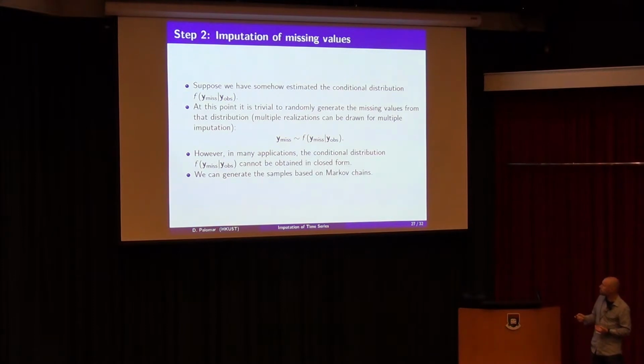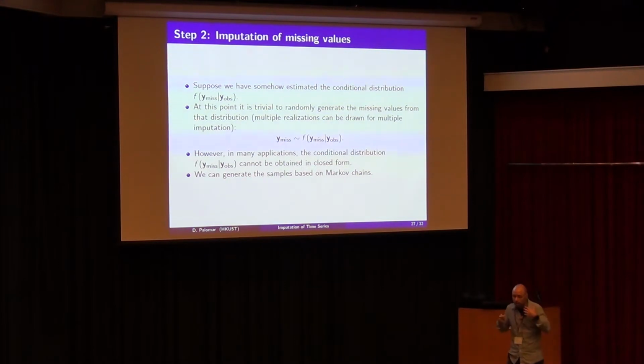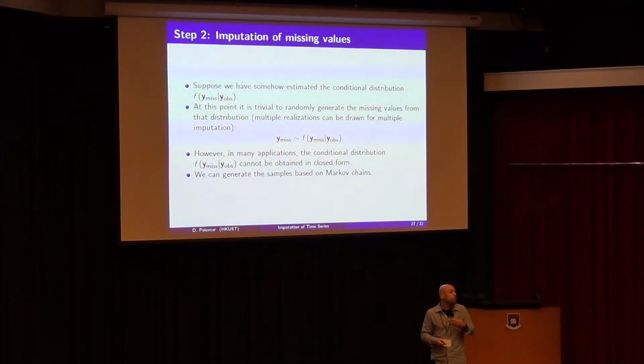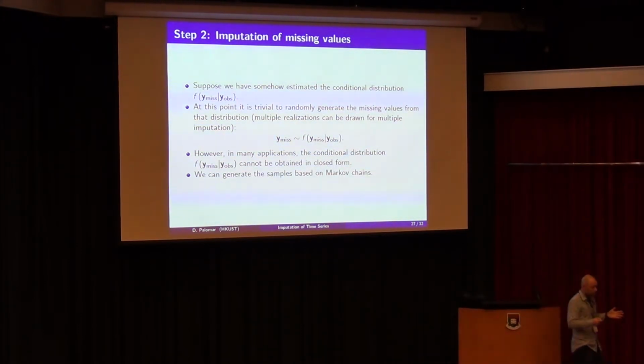How do you do the imputation? Basically, once we have characterized this, we can just draw the missing values from it, and that gives us one imputation. And if you want multiple imputations, you can do this several times, and then you get multiple imputations. Okay, so that's it.